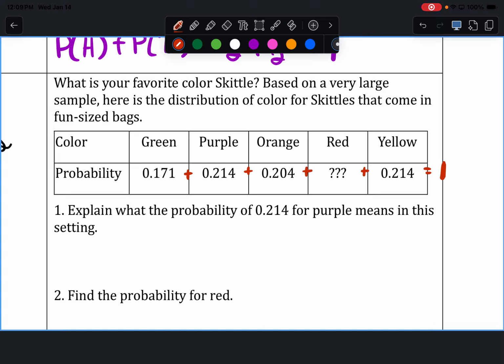So question 1 asks us to explain what the probability of 0.214 for purple means in this setting. So what does that mean? It's a 21.4% chance. Yep, you'll find purple. There's a 21.4% chance of selecting a purple Skittle.